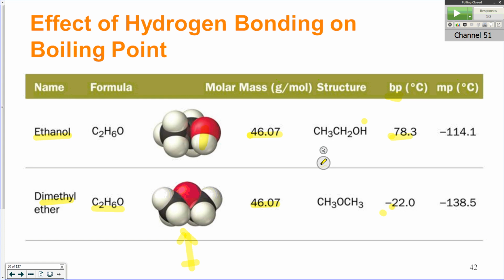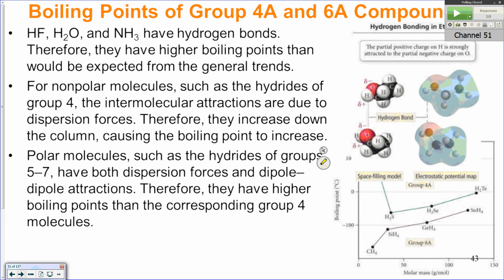Now this is an example where you see the melting points are not nearly as different. The melting points are only about 20 degrees different, but the boiling points are the big change. Whenever you take something into the vapor phase, you completely break that hydrogen bond apart, whereas in the liquid to solid transition, that hydrogen bond can still exist.